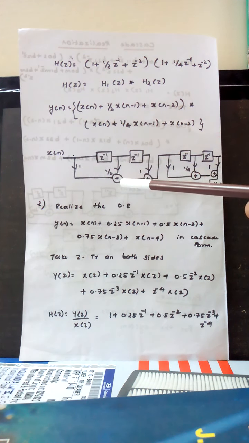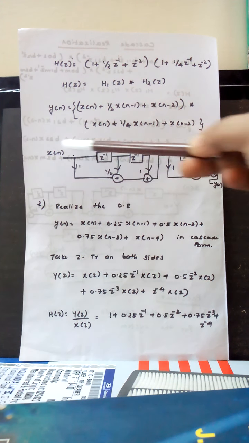So that is x of n adding with x of n minus 1 into half, that is adding with x of n minus 2. So this is the first system.